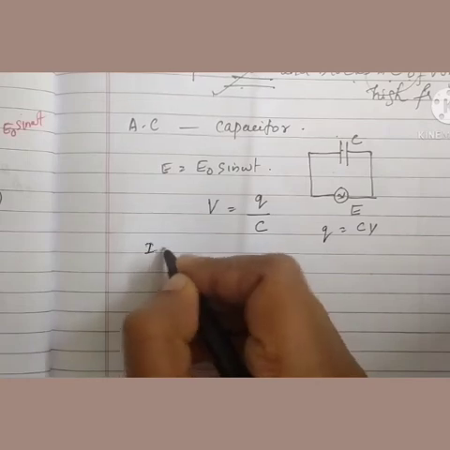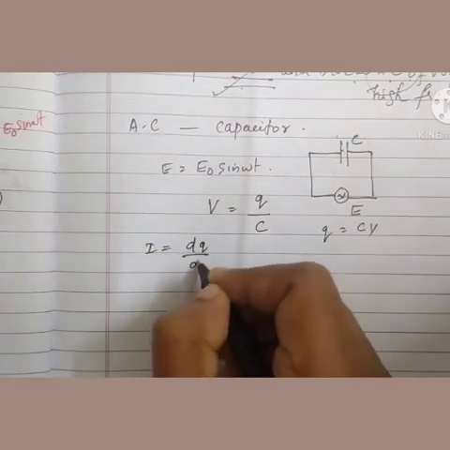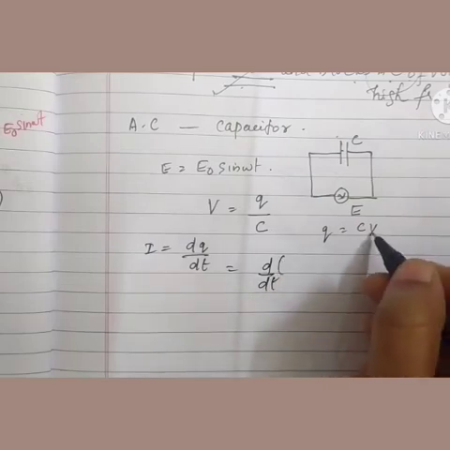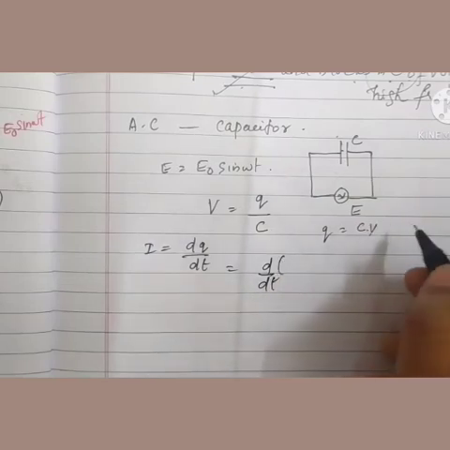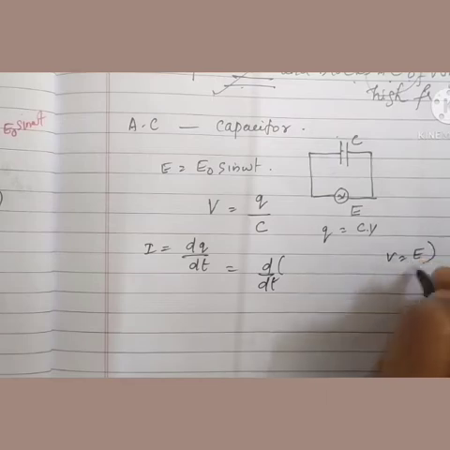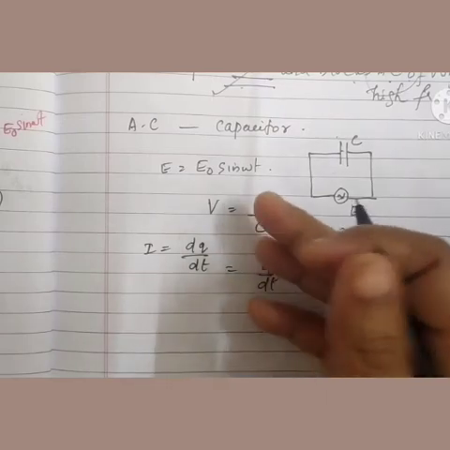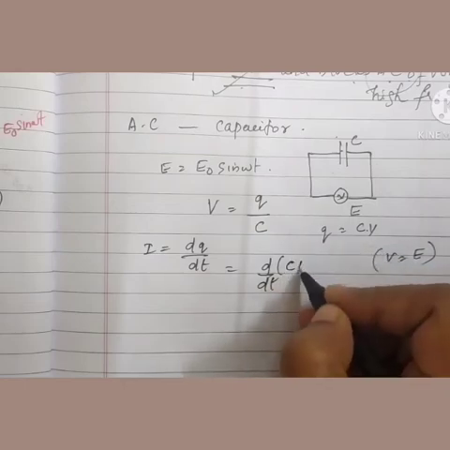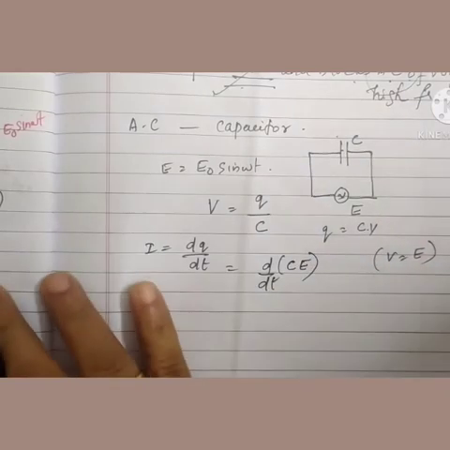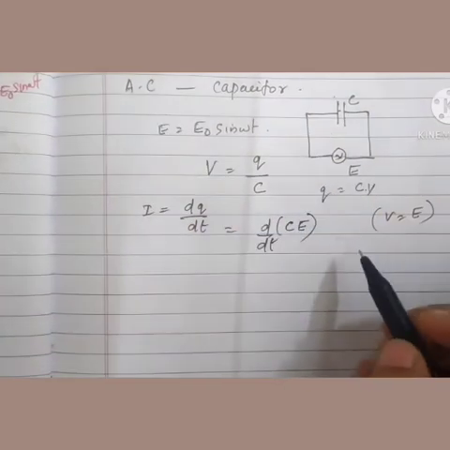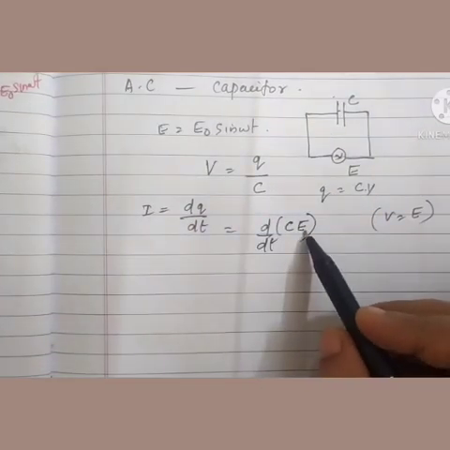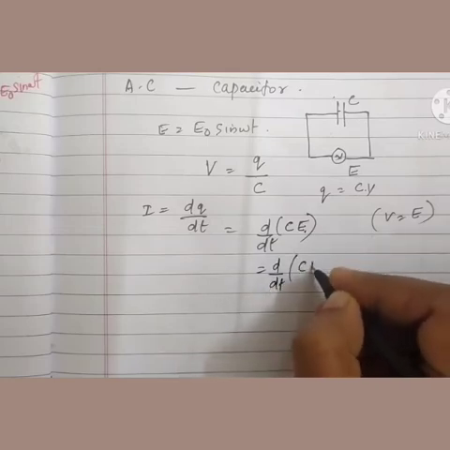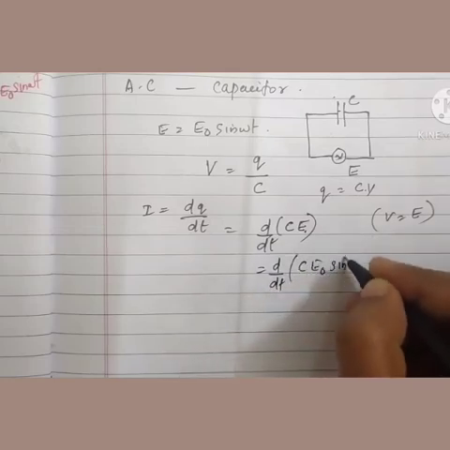Now next our aim is to find the expression for current. So I is equal to dq by dt. Isn't it? That is d by dt of, what is Q here? Q is CV. For V you can put the value E because it is EMF. EMF we are discussing here. So you can write it as CE. Okay, CE. Now the value for E, you know, it is E0 sine omega t. Therefore d by dt of C E0 sine omega t.